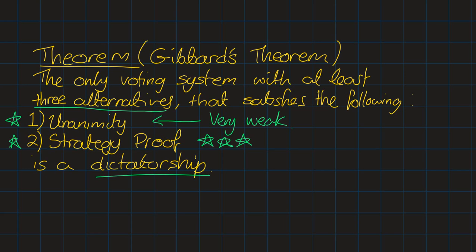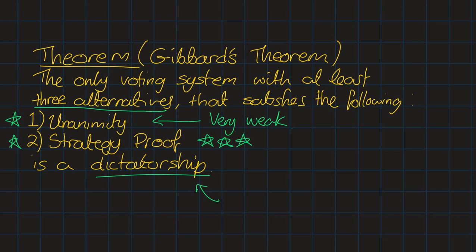But this theorem tells you that if you want unanimity and strategy proof, the only thing you've got is a dictatorship. And a dictatorship has its own problems, so it's not a good idea to choose a dictatorship. This theorem is telling you essentially that it's impossible to have a reasonable strategy proof voting system. Every reasonable voting system will be susceptible to strategic voting, to tactical voting, to some degree.